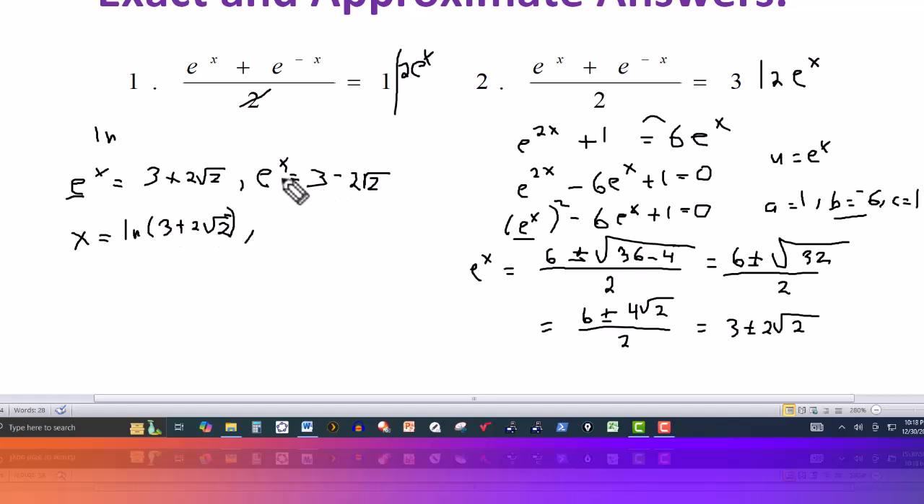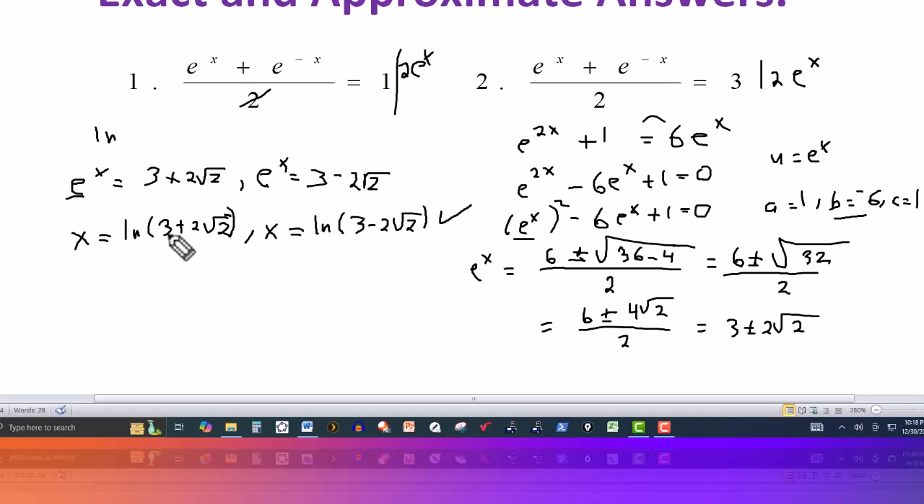And then for this one, again, natural log of both sides. The natural log of e to the x on the left side is just x. Taking the natural log on the right side will give me the natural log of 3 minus 2 times the square root of 2. Now, this is positive because 3 is larger than 2 times the square root of 2. Had this been a negative number, then this part would have no real solution, so you would only have the first part. So these are the exact solutions.